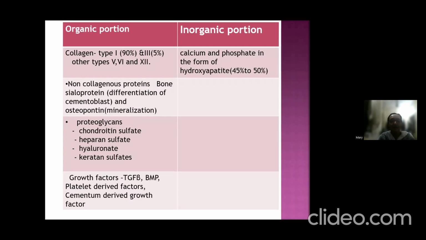The proteoglycans which are present in the cementum are the chondroitin sulfate, heparin sulfate, hyaluronidase, and keratin sulfate. And there are also growth factors which are present, which include the transforming growth factor beta, the bone morphogenetic proteins, platelet-derived factors, and cementum-derived growth factors. Now, the inorganic content, as we have already seen, is mainly calcium and phosphate in the form of hydroxyapatite.